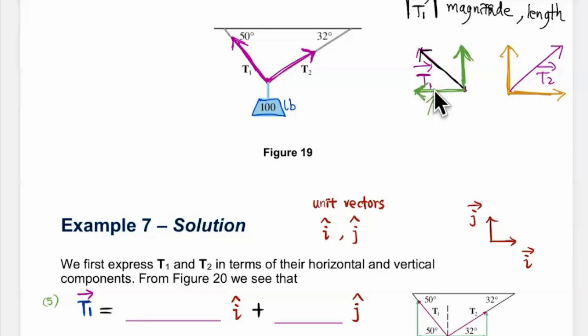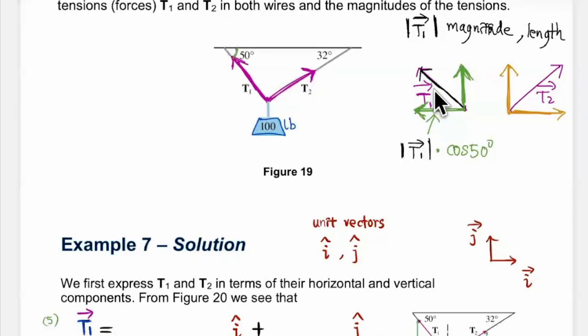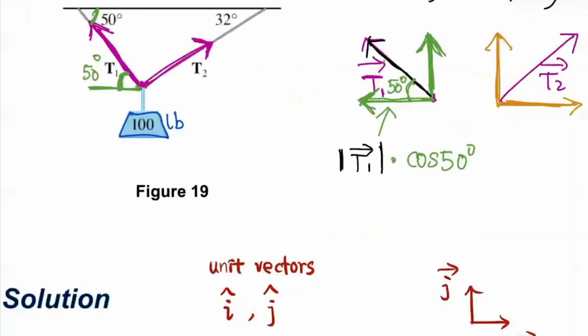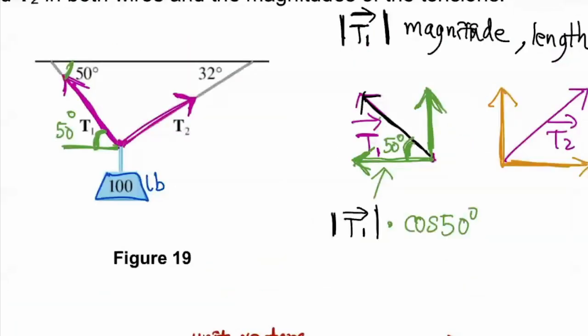How long is it? The cosine. Very good. So you would take the magnitude of T1, you take the length of it, and then you multiply by, yes, very good, times cosine of 50 degrees, right? Why is it 50? Because this one here is 50 degrees, which means that this angle here is also 50 degrees, right? So this angle is 50 degrees.